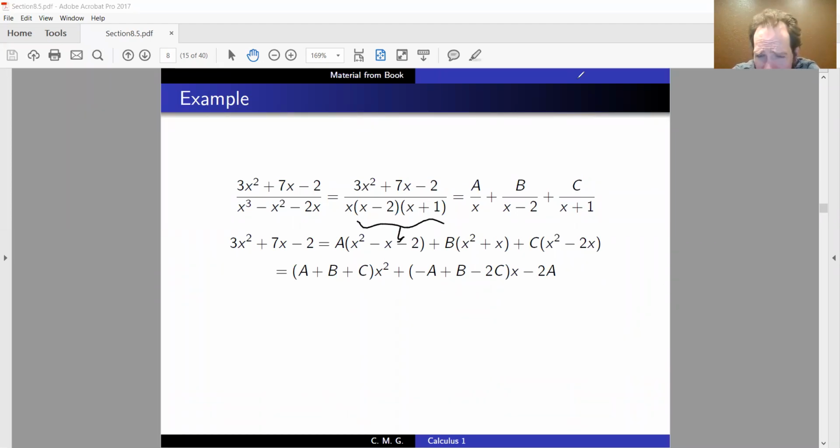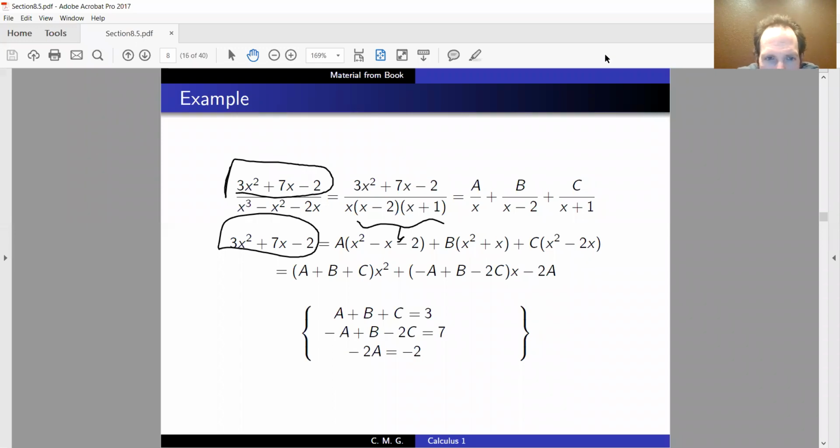For b, I'm left with x and x plus 1, which is x squared plus x. And for c, I'm left with x and x minus 2, which is x squared minus 2x. And so what I'm left with here is a plus b plus c times x squared, minus a plus b minus 2c times x, minus 2a. And that is all equal to 3x squared plus 7x minus 2. So this will give me a system of equations. a plus b plus c is 3, because that's what's in front of x squared. Minus a plus b minus 2c is 7, that's the term with x. And minus 2a is minus 2.